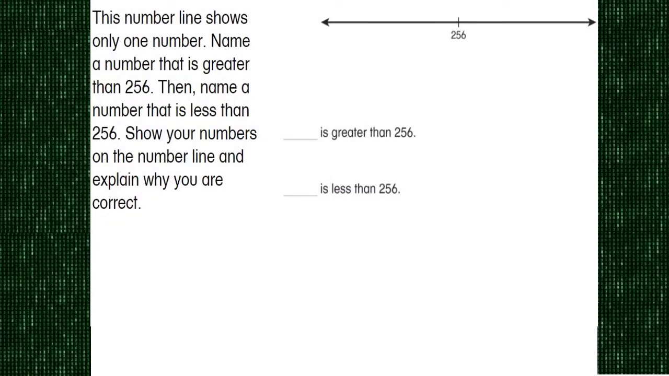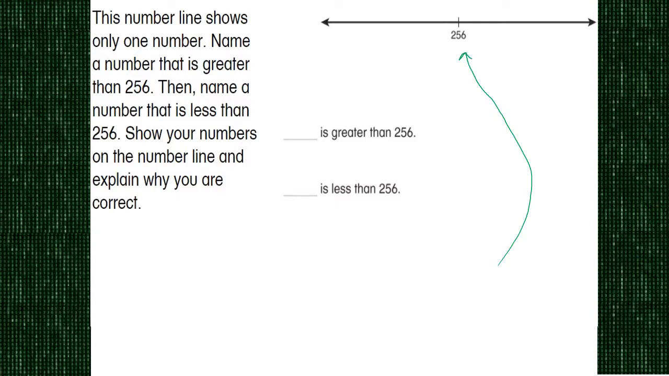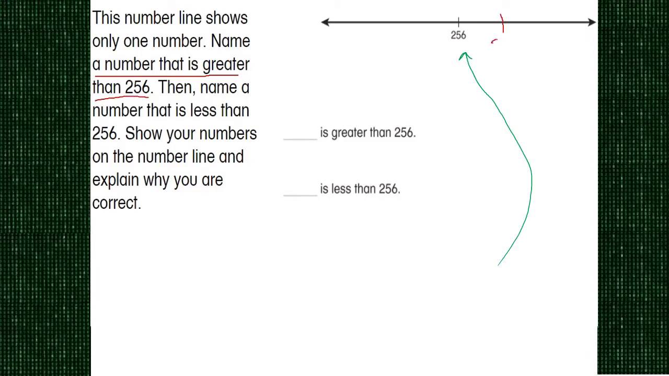Okay, so now we're going to look at our old friend, the number line. And you can see that this number line only has one number on it. Well, let's read what it says over here. This number line shows only one number. Name a number that is greater than 256. A number that is greater than 256. Okay, well, I'm going to keep this simple and say 257, right? 257 is greater than 256.